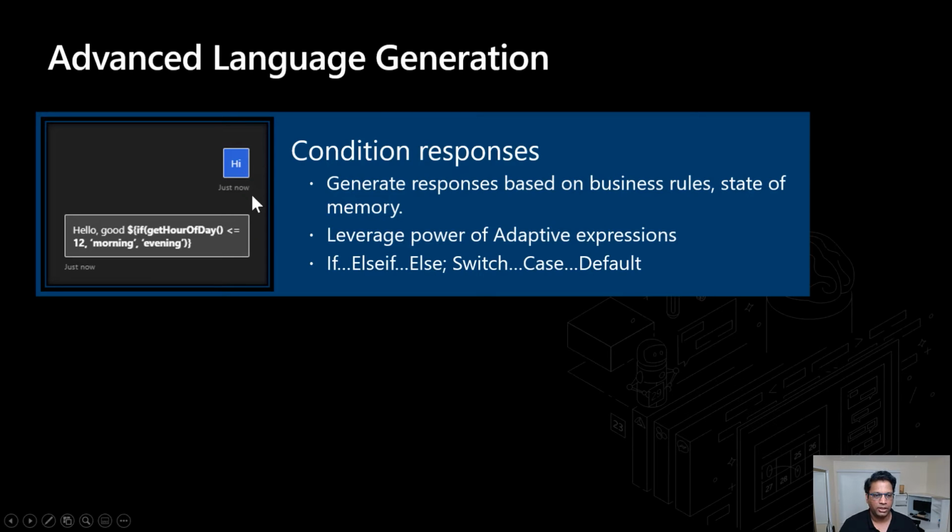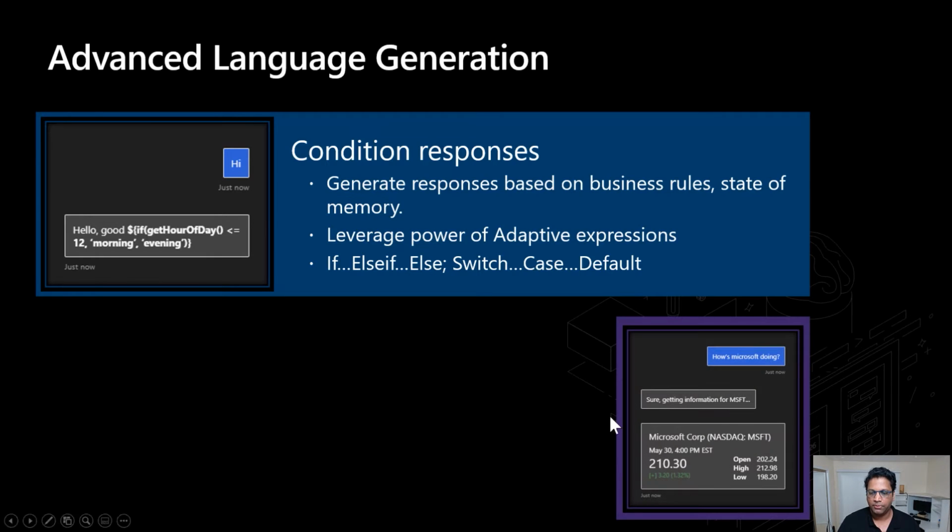If you see the interaction on the left, the user said hi, and the bot, depending on the current hour of the day, might choose to come back and say good evening or good morning. With Bot Framework Composer, you can leverage the power of adaptive expressions to write these simple through to complex expressions that enable your bot to generate conditional responses. The underlying language generation subsystem offers if-else-if constructs as well as switch case default constructs for you to achieve conditional response generation, and you will see a demo of those in a little bit.